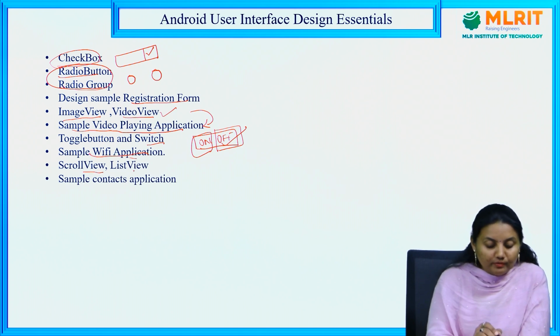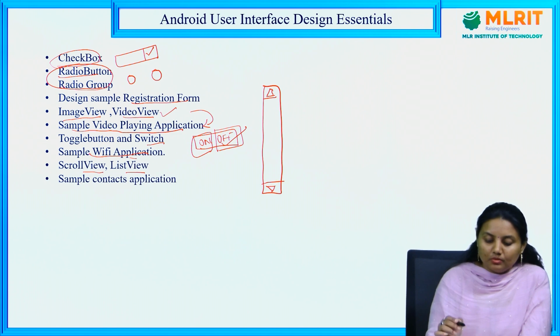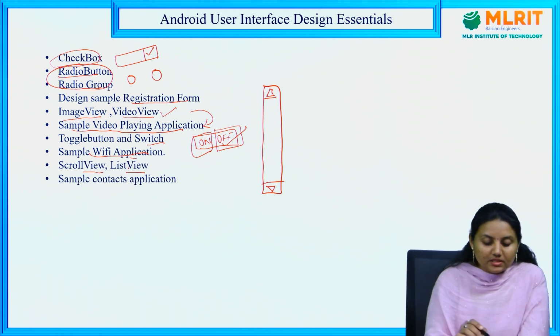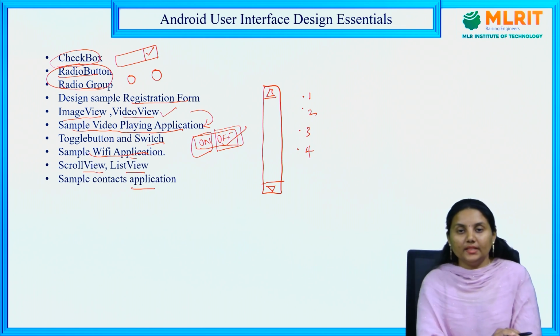Then scroll view and list view, these are also two components that we have, where you can scroll the page upwards and downwards. This is scrolling. The list view is where you can list out something, like this. This is a list view, for which we need a list view. Then a sample contact application can also be seen. So these are all we are going to cover in this third unit.